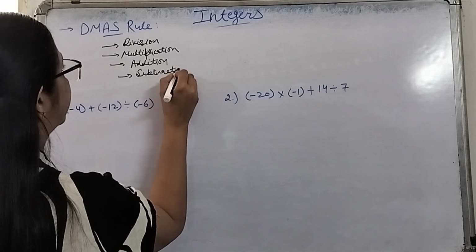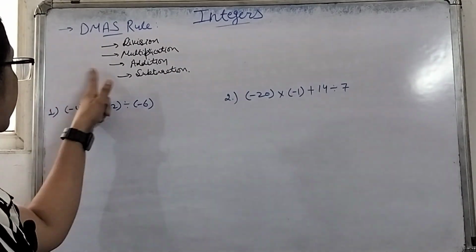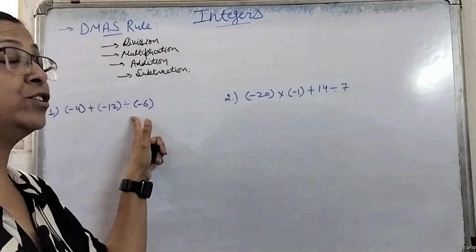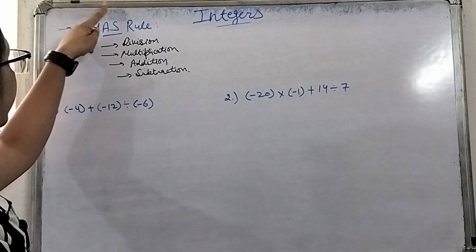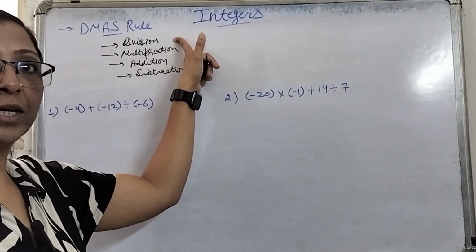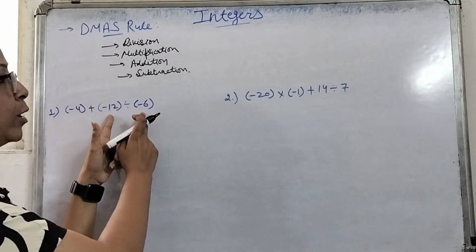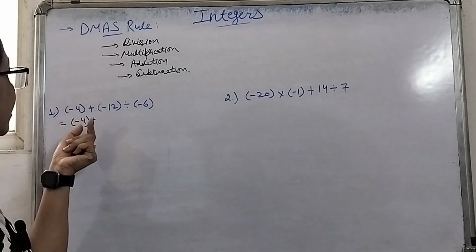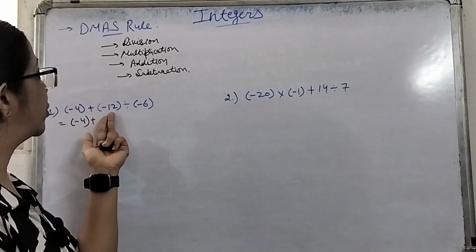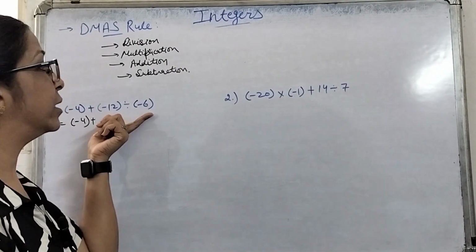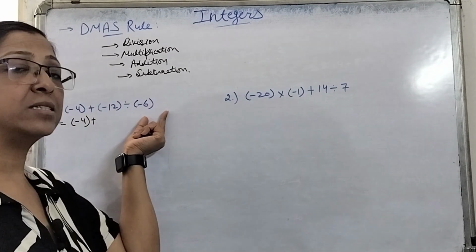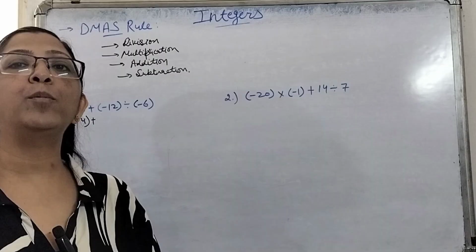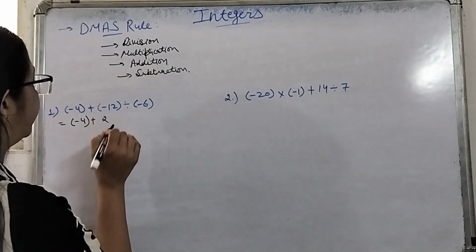So how will we apply it? Let's understand it. Suppose this is an expression we have to solve. In this expression, an addition sign and a division sign are both there. So according to the DMAS rule, first of all division will be done. That means we will operate on this part first. So minus 4 will be written as it is, and this plus sign will remain as it is. If we divide minus 12 by minus 6, the dividend is negative and the divisor is negative, so the quotient will be positive. Minus 12 divided by minus 6 will be positive 2.